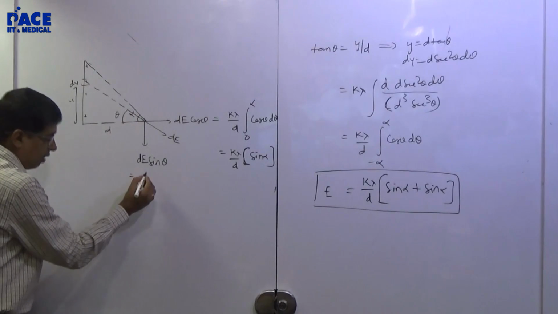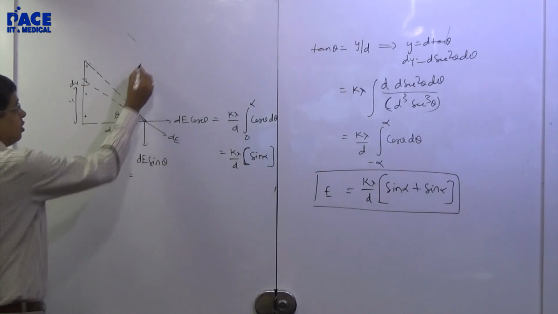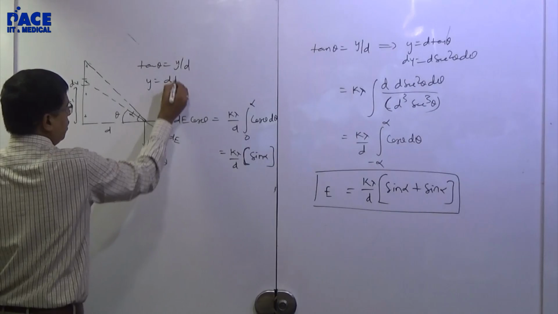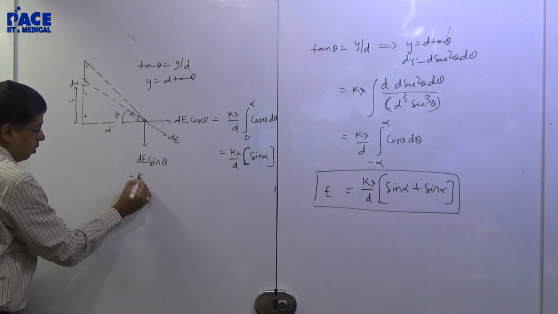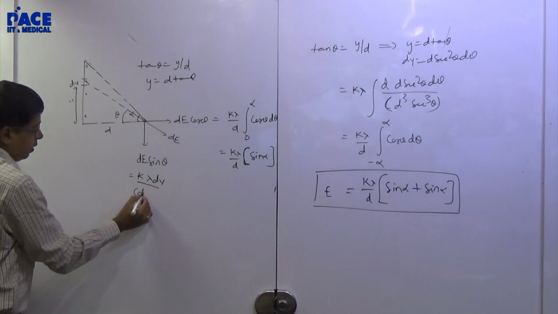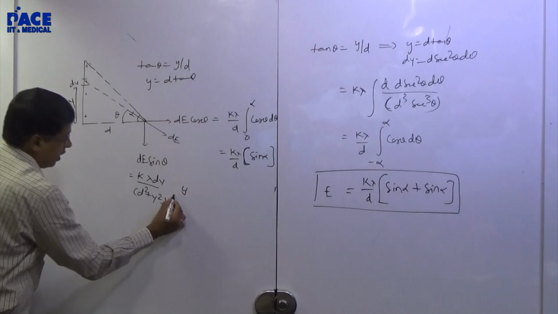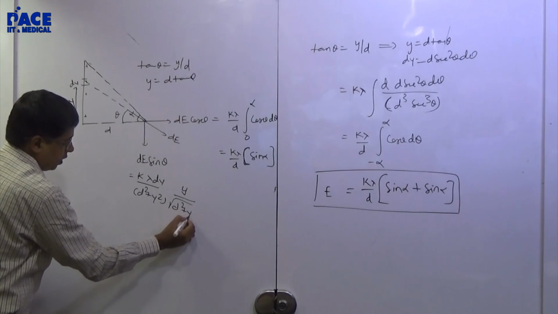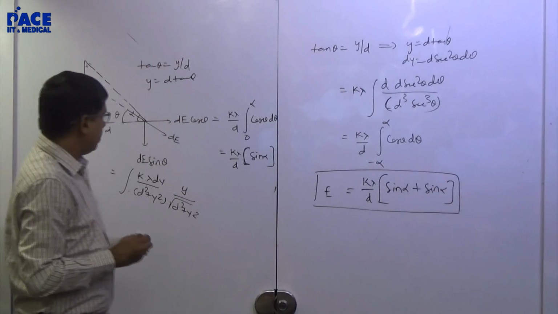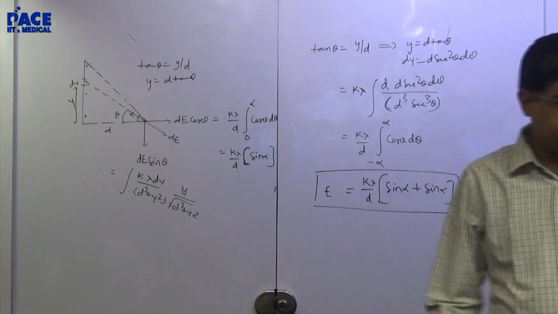Now I will have to integrate this. Will you try, or should I do it? Same substitution. Tan theta is equal to y by d, y is equal to d tan theta. This will be k lambda dy by that distance whole square, d square plus y square. Sin theta will be y divided by root over of d square plus y square. Integrate this once again with the limits 0 to alpha.